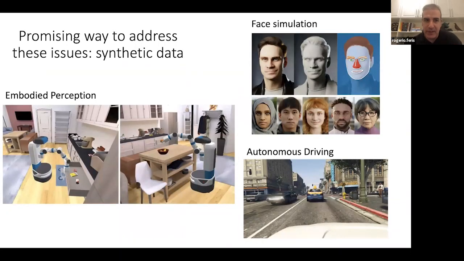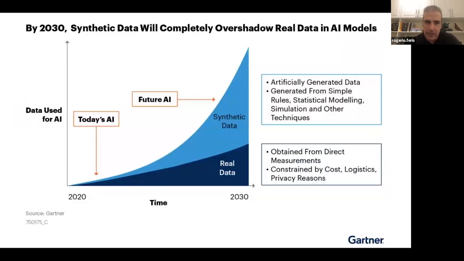So a promising way to address these issues is to rely on synthetic data. And as you know, there is a long history of research in training with synthetic data. But more recently, this area has received a lot of attention, especially based on emerging applications like embodied perception, autonomous driving, face simulation, and so on. This is a plot by Gartner, where they predict that by 2030, synthetic data will completely overshadow real data in AI models. Here you have time on the x-axis and the data used for AI on the y-axis, and you can see that synthetic data exponentially increases. This is their prediction. It might not be true, but I do think that synthetic data will receive more and more attention, especially with many tech companies investing in virtual reality, virtual worlds, and so on.